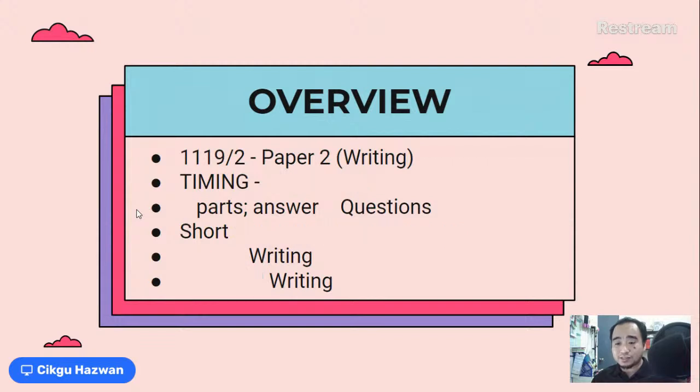So a pop quiz. Fill in the blanks. The 1119 paper 2, how long does it take? How many parts and how many questions? What is the first question, the second question, and the third question? If you are able to respond to this, you can just type in the chat box and see whether you are able to remember the timing, how many parts, how many questions, and what the questions are.